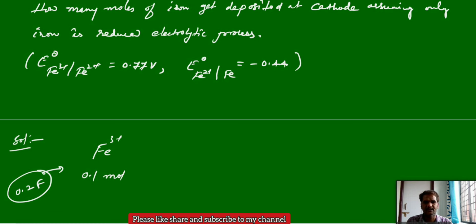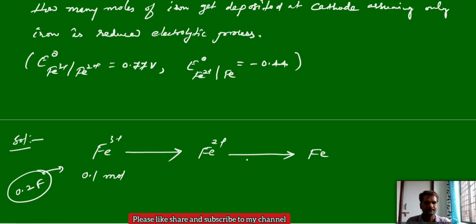Next they give these electrode potential values. What does it indicate? The reduction potential of iron 3 plus to iron 2 plus is 0.77. This is much greater than that of iron 2 plus to iron. It means first you have to convert this iron 3 plus to iron 2 plus. The reaction can proceed like this, then after that, iron 2 plus to iron.